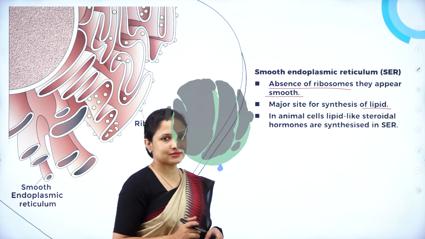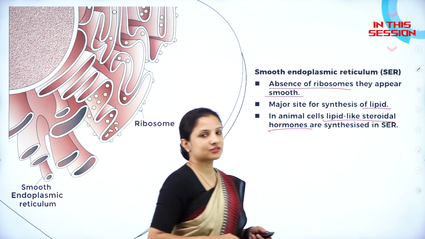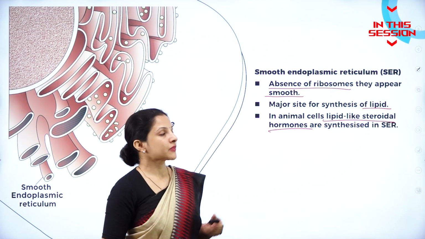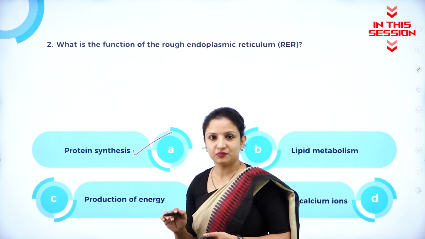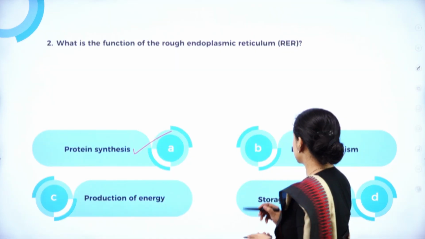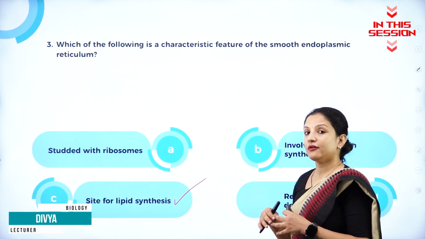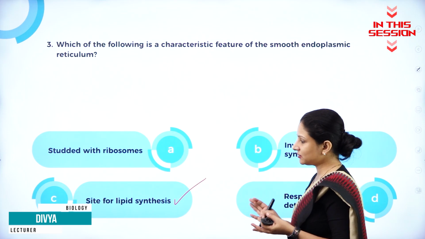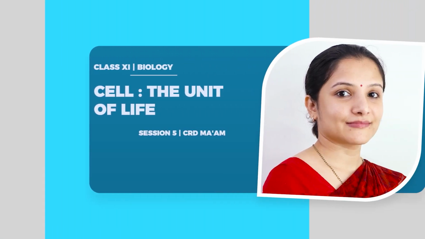In animal cells, they synthesize some lipid-like steroidal hormones, that is the smooth endoplasmic reticulum. Rough endoplasmic reticulum has ribosomes on it which are responsible for protein synthesis. Smooth endoplasmic reticulum are not studded with ribosomes, therefore they do not help in protein synthesis, and in turn they help in the synthesis of lipids.